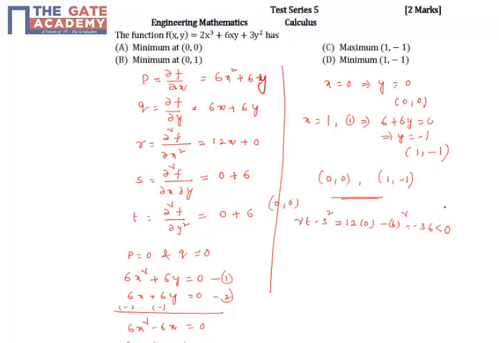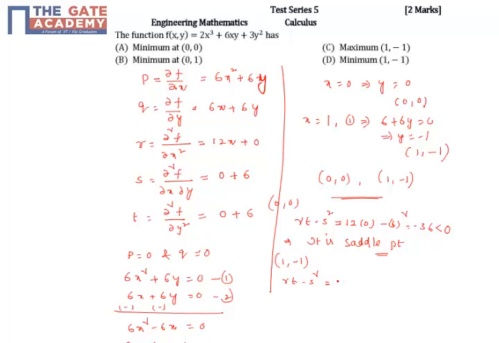Whenever you get RT minus S square less than 0, that means it is a saddle point. No maximum, no minimum. It is a saddle point. Similarly, I'll find out at 1 comma minus 1. So at 1 comma minus 1, RT minus S square.